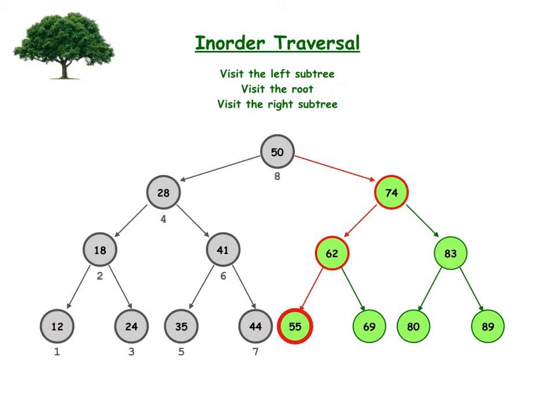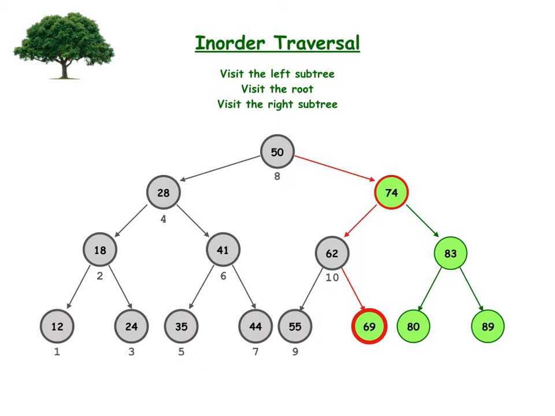Now we're at 55. 55 has no left subtree, so we can visit 55. 55 has no right subtree, so we're done. We come back up. We have visited 62's left subtree. Now we can visit 62. Then we can visit 62's right subtree.